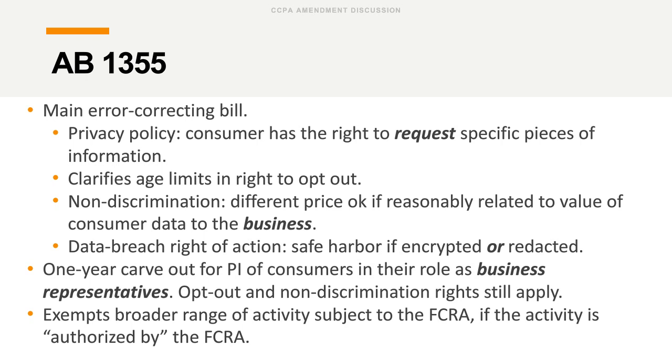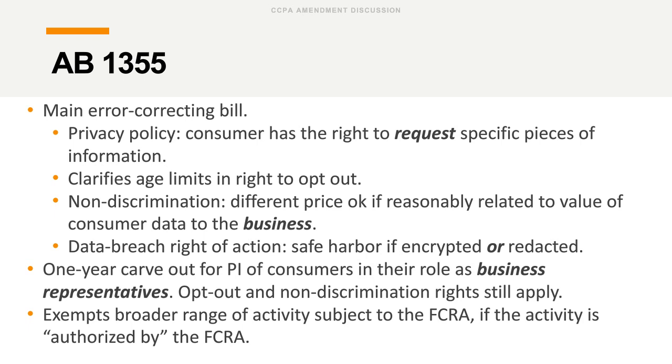Also, in the right to non-discrimination, originally it said that, notwithstanding that, you're not supposed to charge a different rate or provide a different level of service, you could, if the different price was reasonably related to the value of the consumer data to the consumer. And that's what the CCPA did say. It was a bit confusing, and it was going to be tough. What does it mean? How do you measure the value of the data to the consumer, him or herself? So one of the things AB 1355 does is just clarify that we're talking about the value of the consumer data to the business, which is a little bit easier to determine, and that will allow you to charge a different price if there is that reasonable relation.